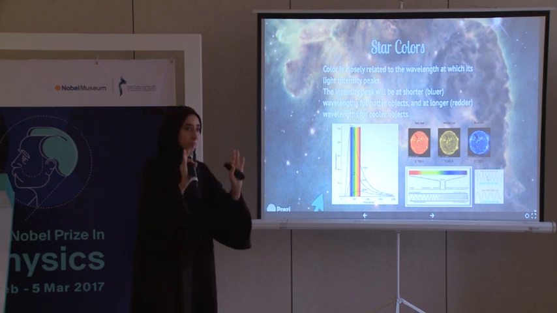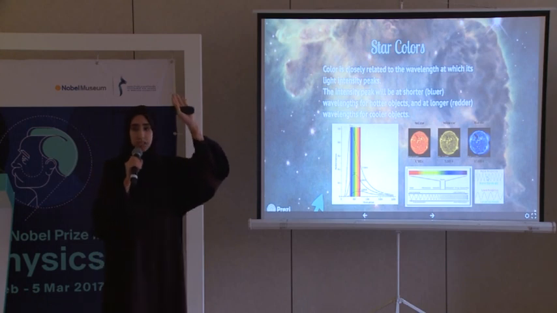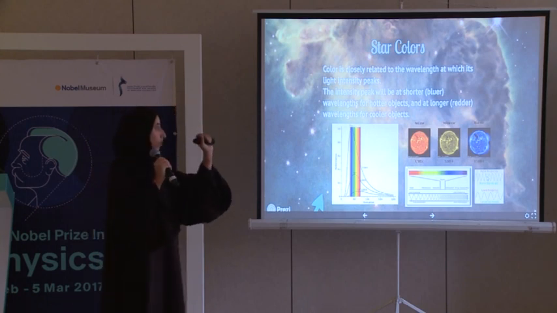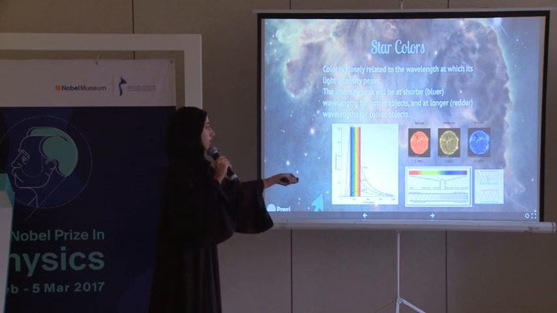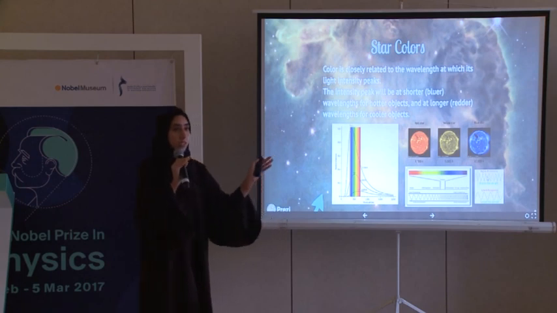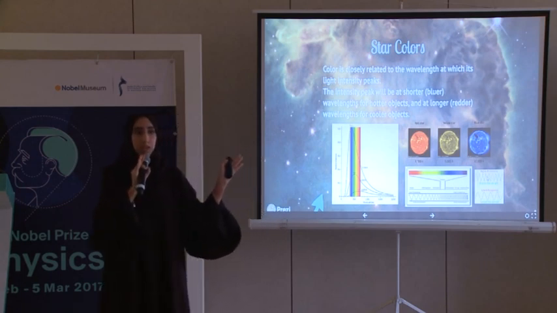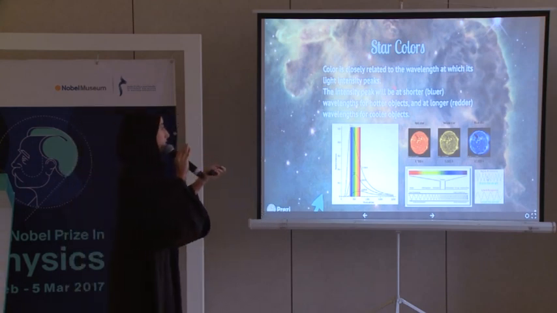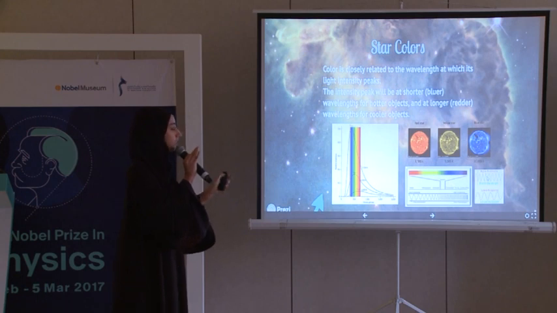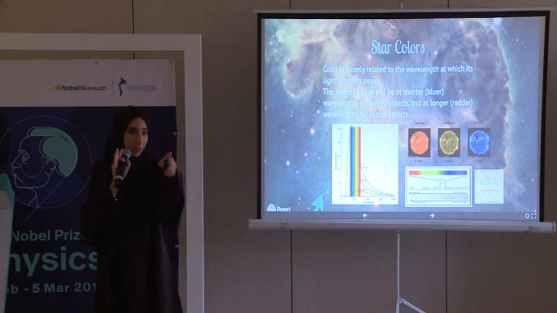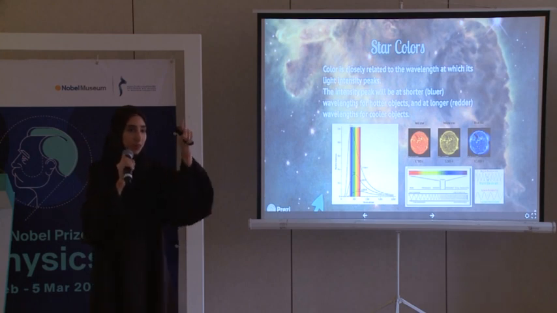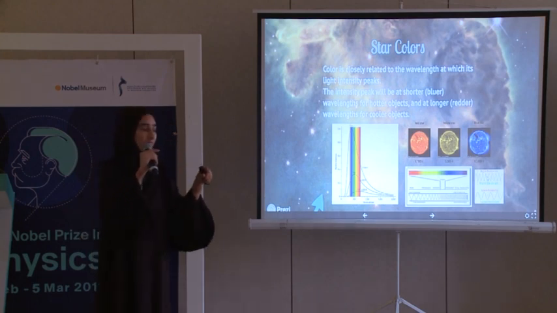Okay, so step by step. We have a blue star. When we talk about the color spectrum over here, and we're talking about the blue, do you think the frequency is higher or lower? Higher, okay. So when we talk about the relationship between frequency and the wavelength, the wavelength is shorter, right? Because we have higher frequency, so shorter wavelength.